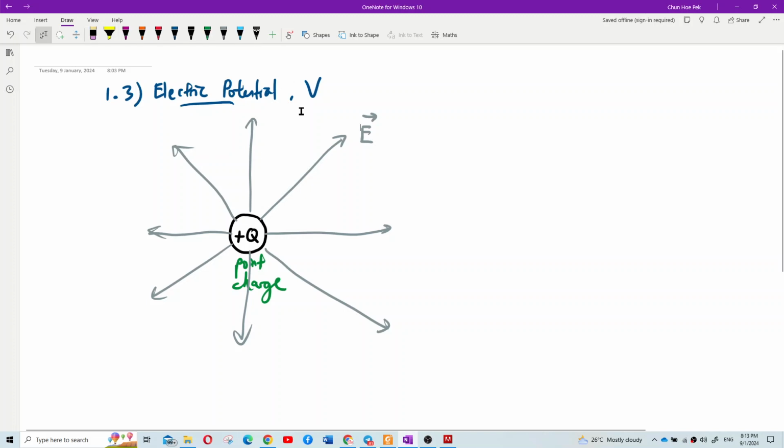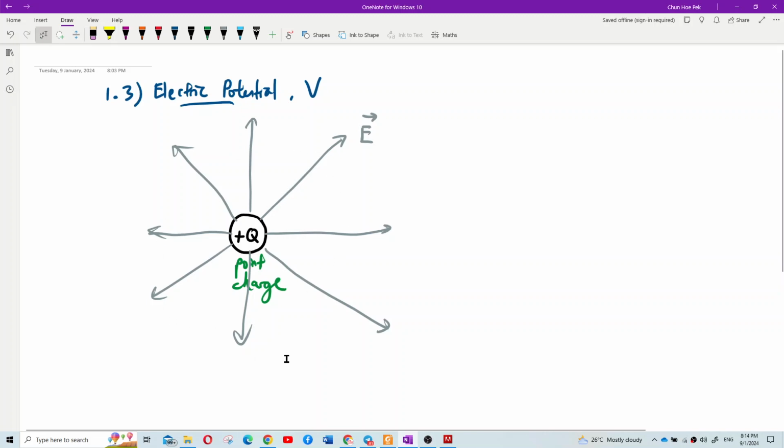Electric potential. So what does it mean? Around this point charge, you have an electric field. The electric field is a region where you can feel the electric force. If you put another charge inside the electric field, you will feel the force, isn't it? The electric force, either attractive or repulsive. So that's the electric field. When you have a region of electric field, you also have electric potential at every point in the electric field.